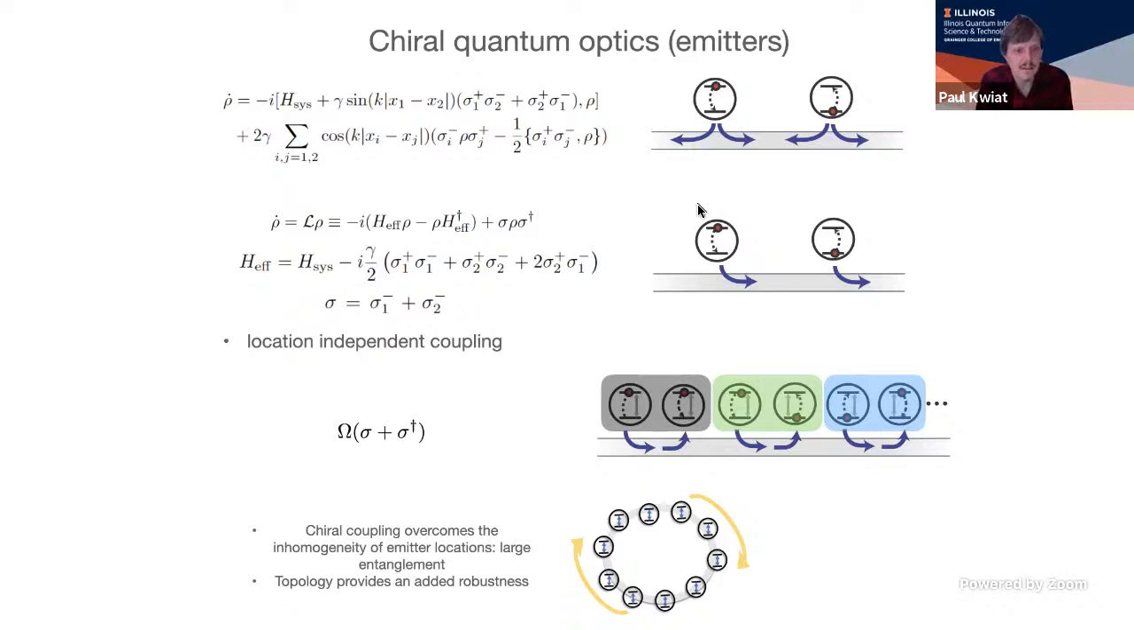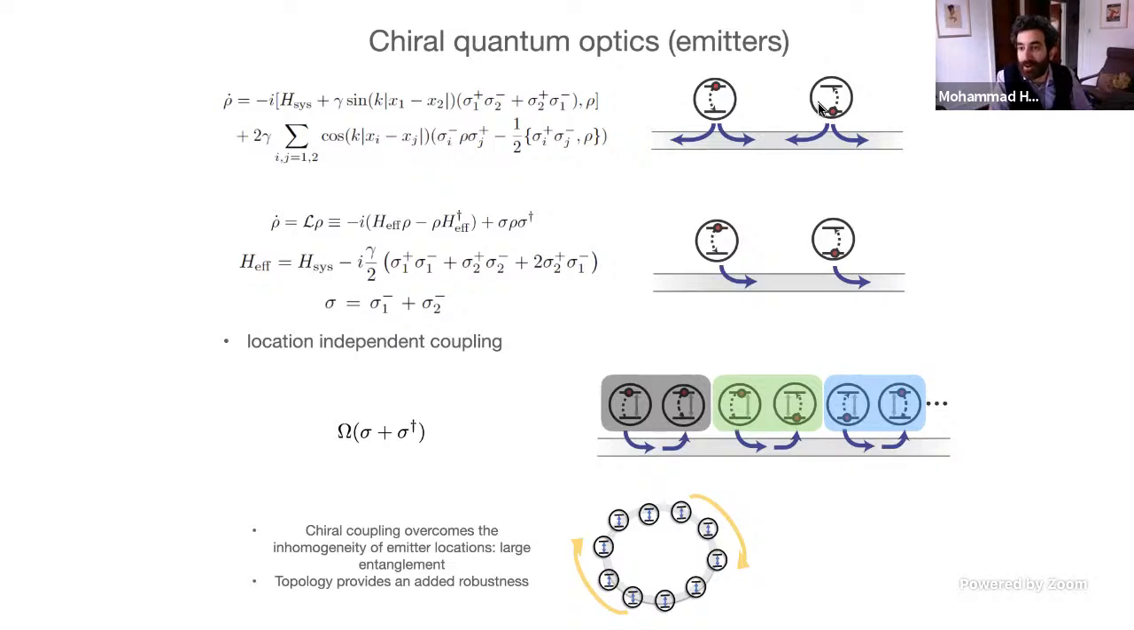And it makes sense because imagine that I have one emitter here, one emitter here, and one emitter here. The photon that reaches this emitter has to go through this guy and then comes over here. But it doesn't matter actually where I put the second emitter. It can be over here and it can be over here. As long as it's chiral, it takes the same path.